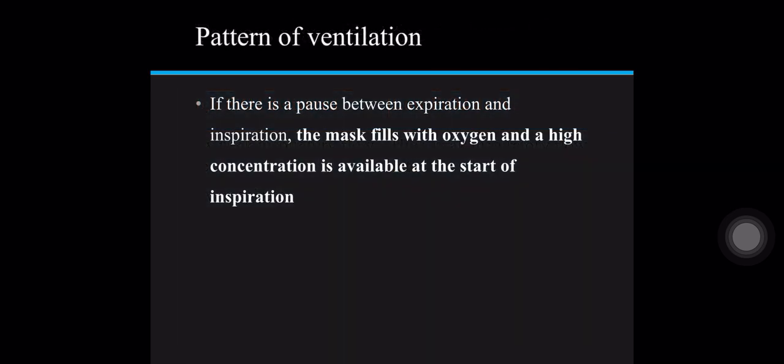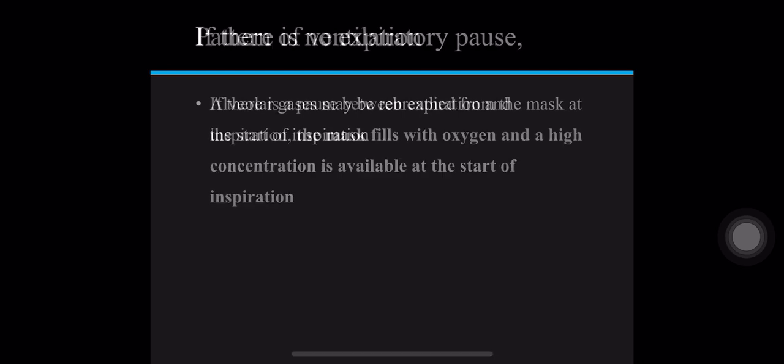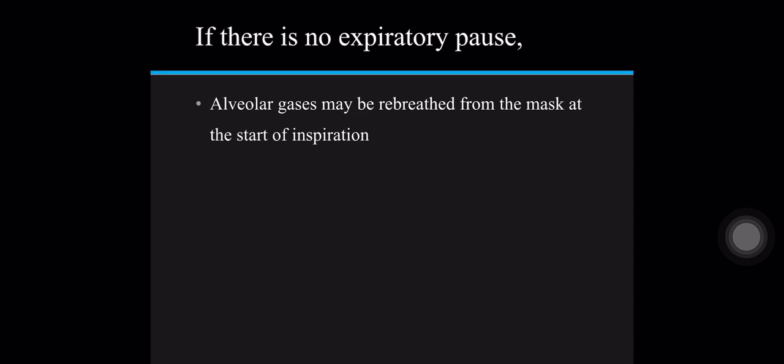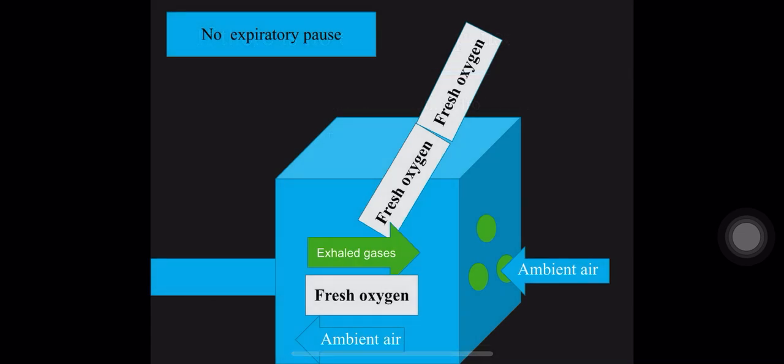Pattern of ventilation. If there is a pause between expiration and inspiration, the mask filled with oxygen at high concentration is available at the start of the inspiration. If there is no expiratory pause, or less expiratory pause with a high respiratory rate, alveolar gases may be rebreathed from the mask at the start of the inspiration. So if there is no expiratory pause, exhaled gases will not vent out from the side hole. So the inspired oxygen will include exhaled gases, which means rebreathing, plus the fresh oxygen supply and the ambient air.